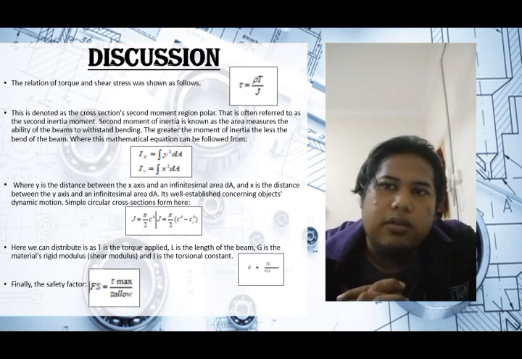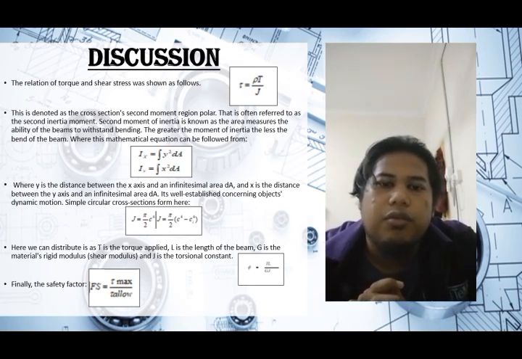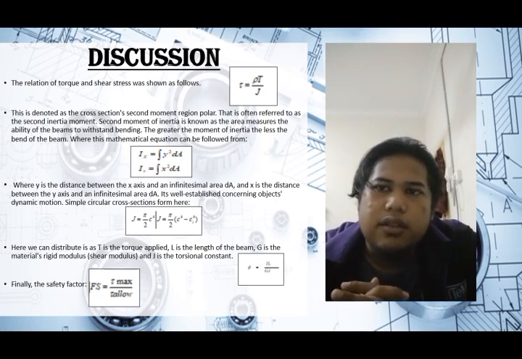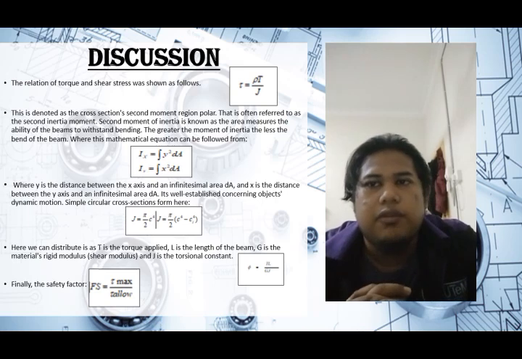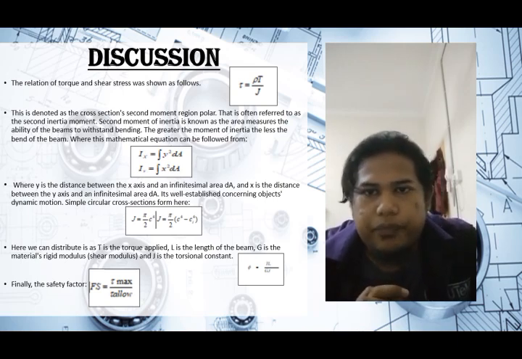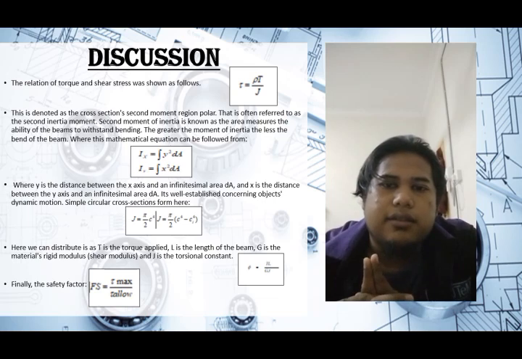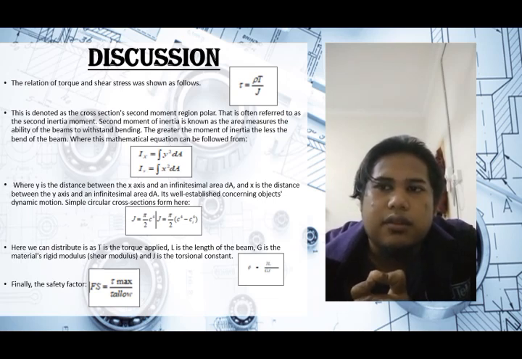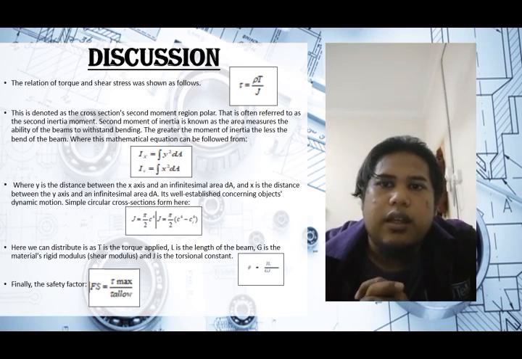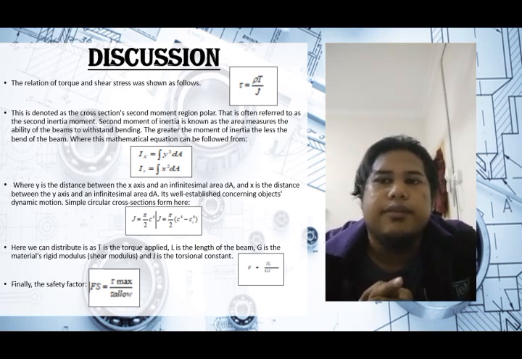I'm here to talk about the discussion and conclusion. For the discussion, the relationship of torque and shear stress was shown as follows. The equation is tau equals rho T over J. This is denoted as the cross-section second moment, polar. That is often referred to as the second moment of inertia.